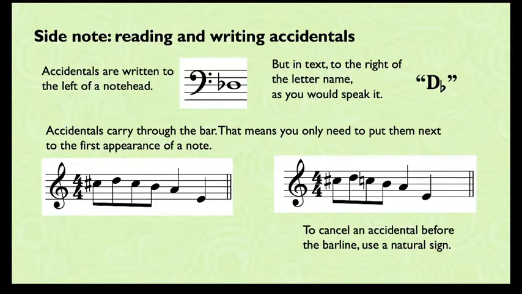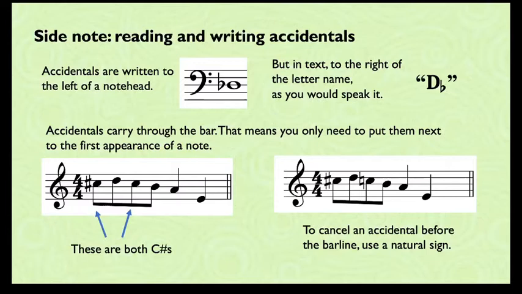Accidentals are always written on the staff to the left of the note head. This is the opposite of how we describe them in text or talk about them, where the accidental follows the letter name, B flat, and so on. Also, accidentals carry through the measure in which they appear. For example, in this measure, both the first C and the second C are C sharp, because there's a sharp in front of the first C, and it automatically also applies to every C that follows it in the measure.